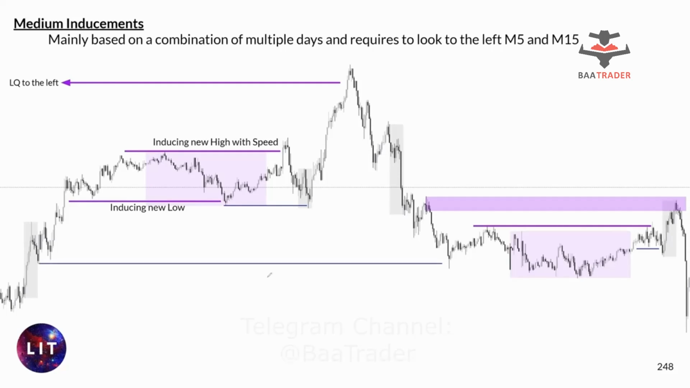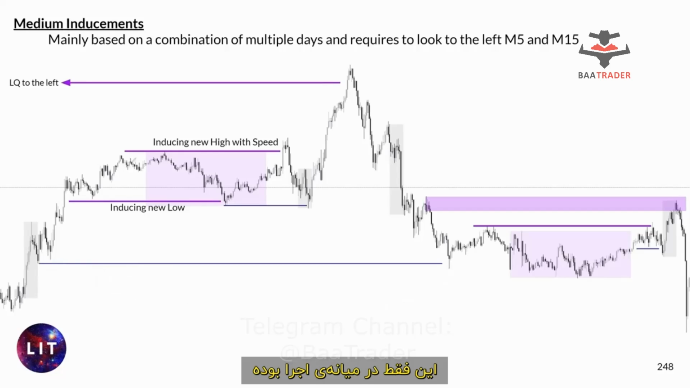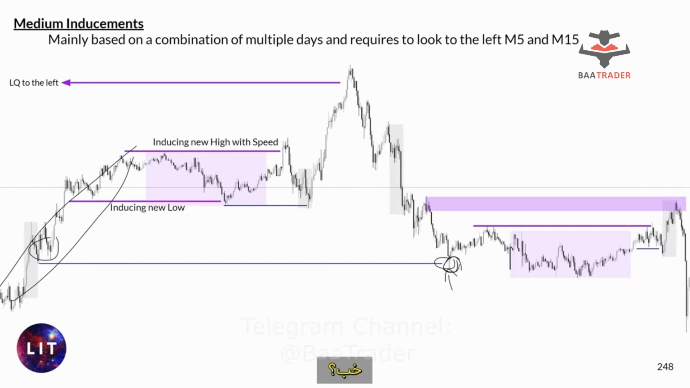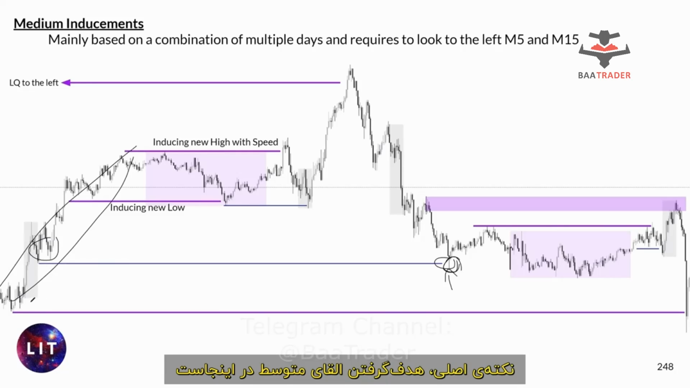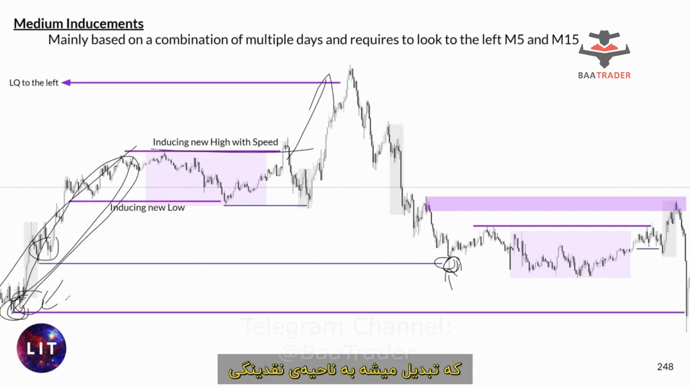Right, so again, this one is just a minor one. Why is this a minor one? Even though it's something on the left, because this did not really have any impact at all. Okay, it's just in the middle of the whole run, and this is just in the middle of it. Of course, it has a slight impact. Okay, and then of course, the main thing is we aim for the medium inducement in here, which is the whole push that obviously led to the whole new highs in here. That becomes the liquidity area. Again, you should target that, and of course, that's where price heads next.